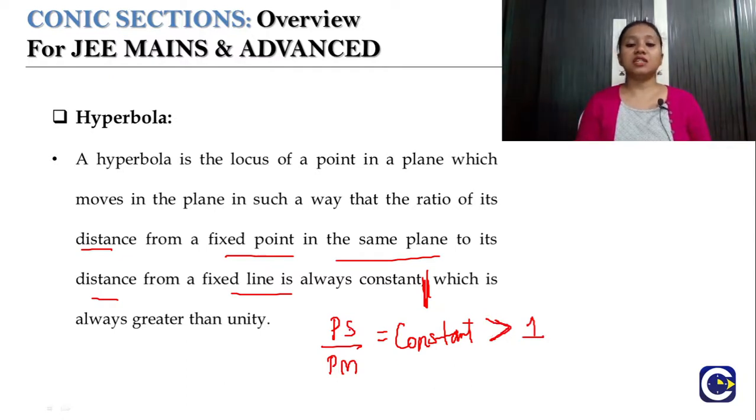That means this constant ratio is always greater than unity. In other words, we can say eccentricity is always greater than 1. That corresponding section is nothing but a hyperbolic section.